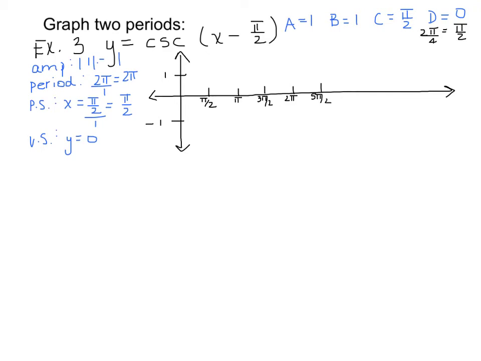Then you keep going. 6 pi over 2. 7 pi over 2. 8 pi over 2. Remember, you got to have 9. 1, 2, 3, 4, 5, 6, 7, 8. One more. 9 pi over 2. And there we are.